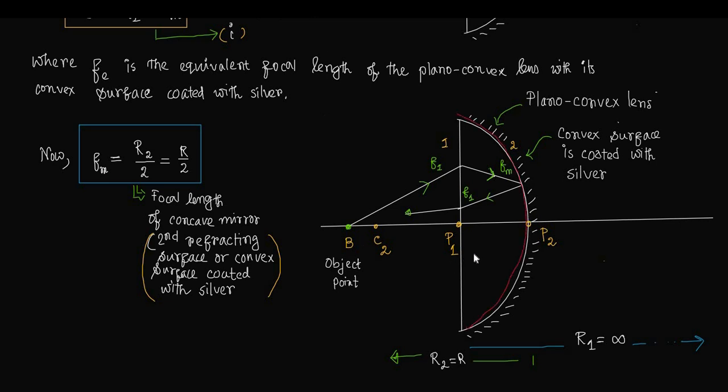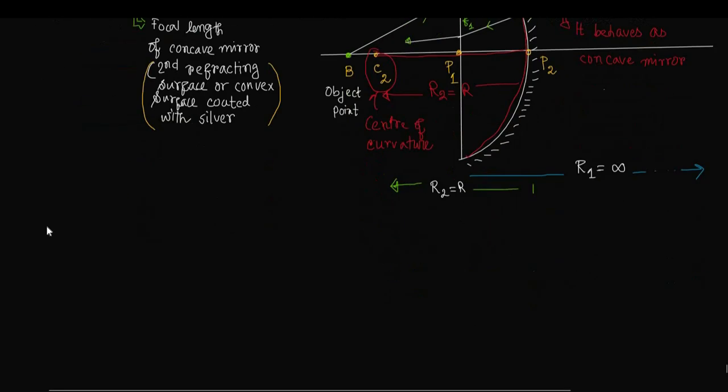This is the second refracting surface or convex surface, and C2 is the center of curvature of the second refracting surface. In this case, the convex surface is coated with silver, which behaves as a concave mirror of focal length fm. R2 is equal to R, which is the radius of curvature of the second refracting surface of the lens.